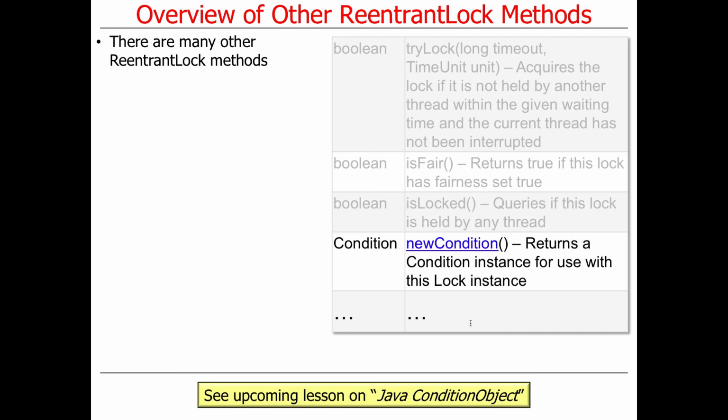There's also a very important factory method we'll come back and talk about later when we start talking about condition objects. This is a way of making a condition object that is associated with this particular lock. So this is basically a factory method. Don't worry about that too much. We'll talk about it when we get to condition objects.